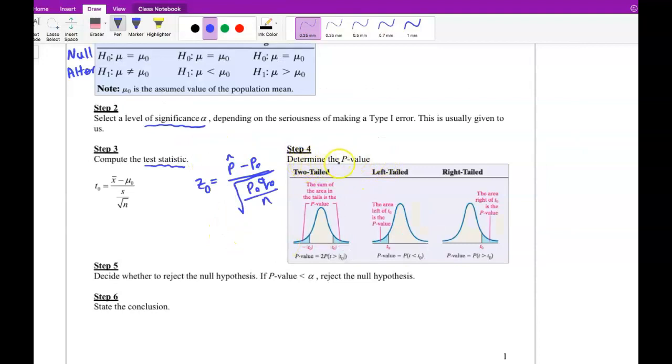Then step 4, determine the p-value. Here we have two-tailed, and our p-value is the sum of what we have on the left and what we have on the right. So the sum of the area in the tails, and the left tail is what we have on the left side. It's the area left of T0 is the p-value, and the last one is when T is greater than T0. So the area to the right is our p-value.